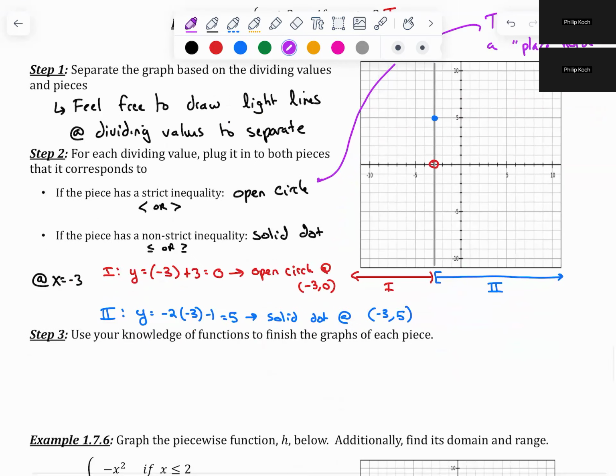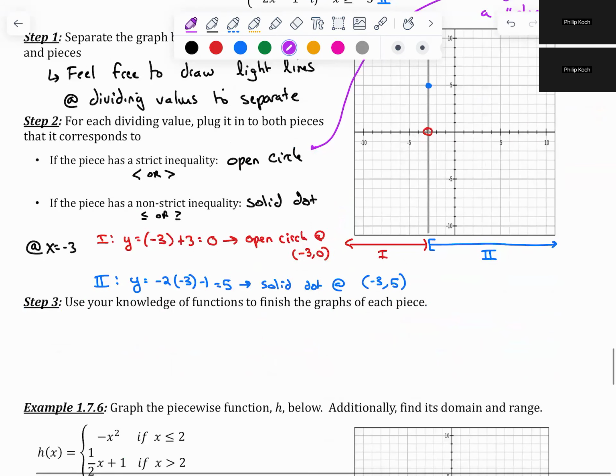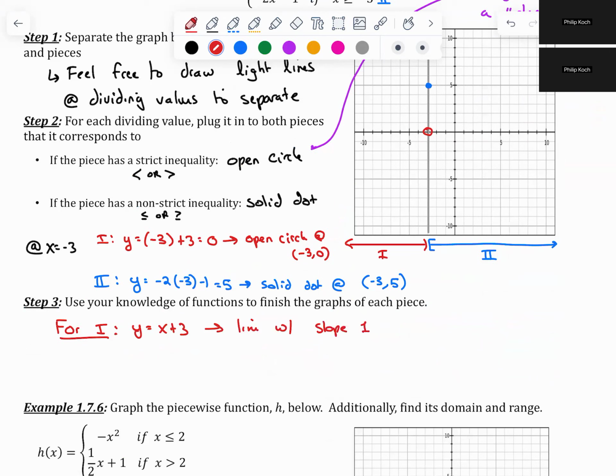And then last but not least is to use your knowledge of functions to graph the rest of it. So for piece 1, y is equal to x plus 3. That's a line with slope 1 and y-intercept at 3.